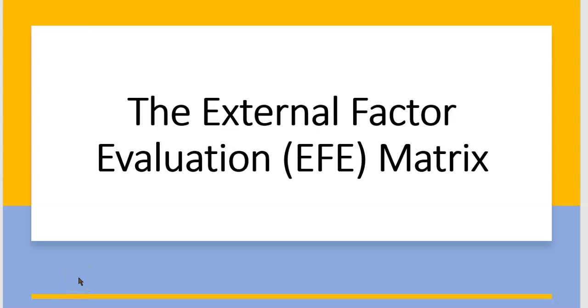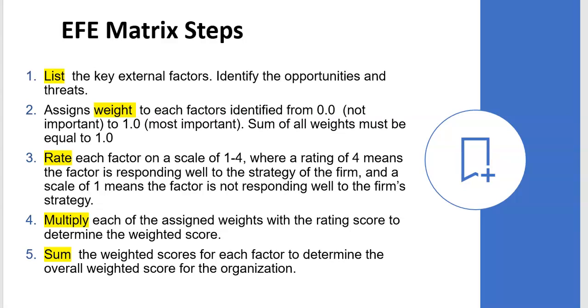Hi, this video explains how to construct the external factor evaluation EFE matrix. There are 5 steps here. The first one is to list down the key external factors, that is the opportunities and threats. Secondly, you need to assign weightage to each factor identified from 0.0, not important, to 1.0, most important. After that, the sum of all the weights must be equal to 1.0.